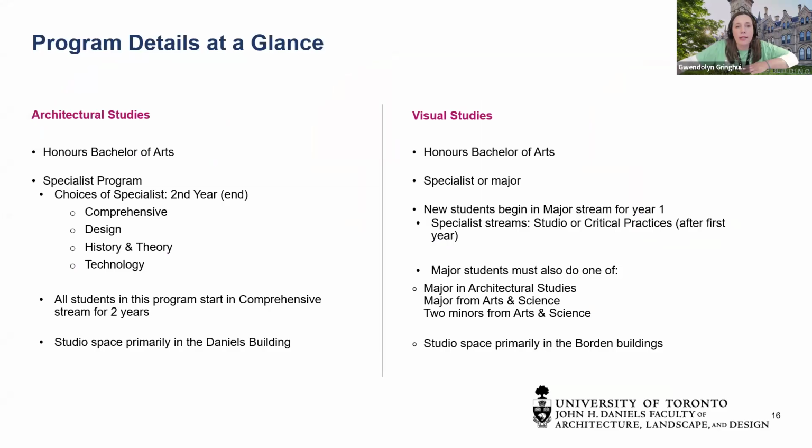And so just, I guess, at a glance, if you're taking a look at our undergraduate programs, there are some similarities and there definitely are some differences between them. The degrees themselves, both of our programs are honors Bachelor of Arts degrees. The Architectural Studies program is a specialist program, and there are some areas where students can choose after their first year of the program. All students will start in the same stream of the program, and the majority of their studio space is located in that building at 1 Spadina Crescent.